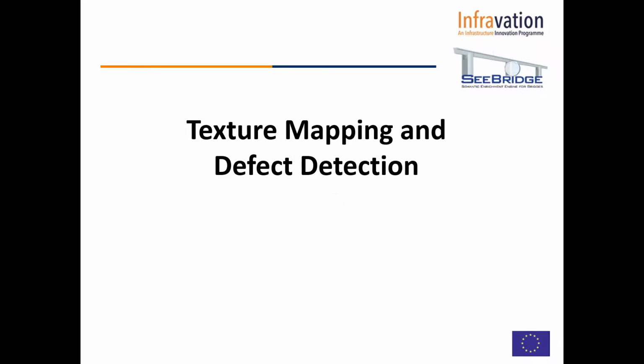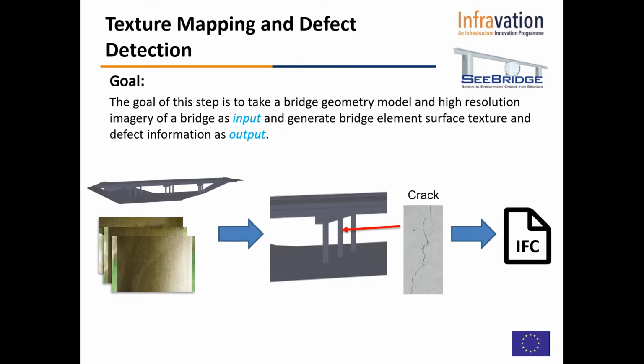Hi, I will present the texture mapping and defect detection. The goal of this step is to have a bridge geometry and unsorted images as an input and generate a high resolution surface texture of the bridge and defect information as an output.